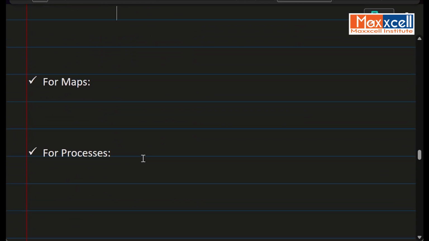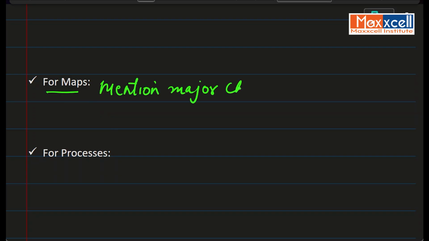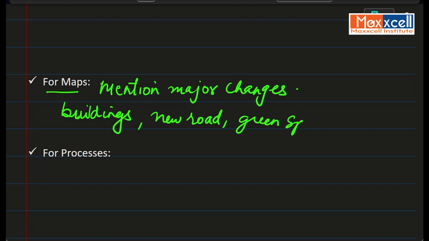Okay, now when it comes to maps, what you need to do is mention major changes. We have to highlight what the major changes are. For example, if earlier there were no buildings and now there are many more buildings, we can highlight that. So buildings, then new roads, and green spaces removed. Okay, so this is one thing which you need to highlight when it comes to your maps.